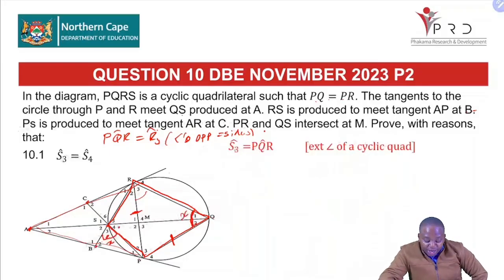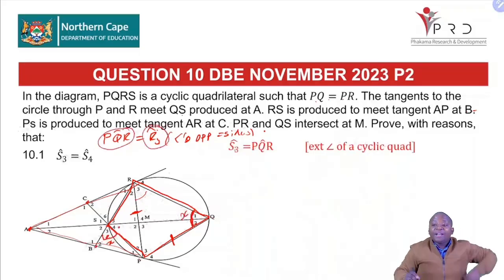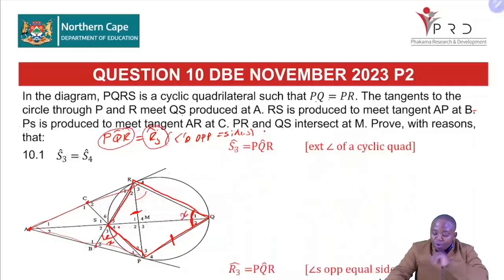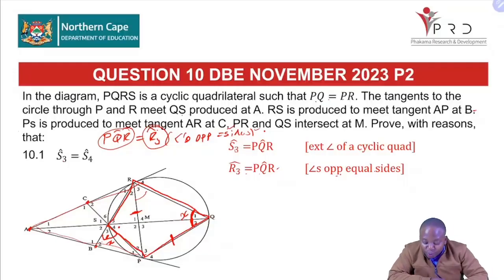Then what else do I see from my equations here? I already established that these two are also equal. Remember, we said PQR is equal to R3. Remember, grade 12, we can also assign letters so that we can easily work with this question. We are told that R3 is equal to PQR, angles opposite equal sides, which is what we worked with around there.